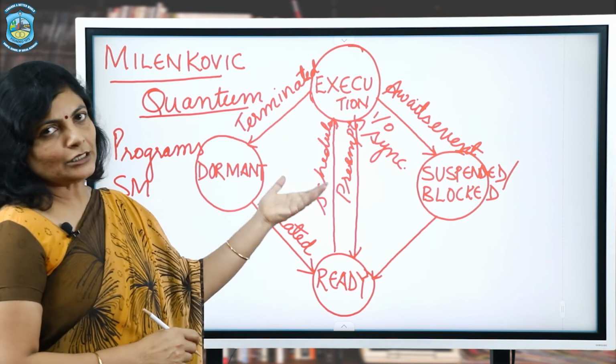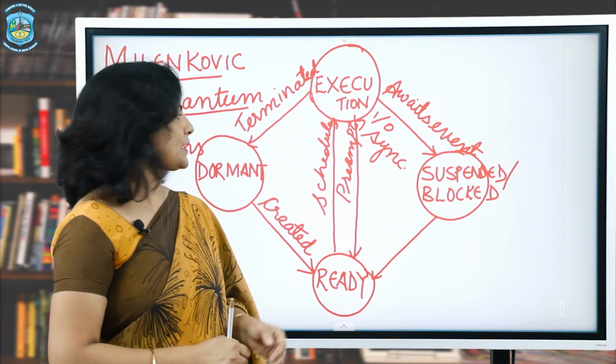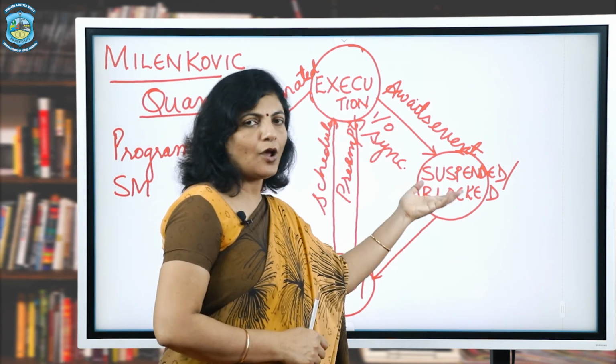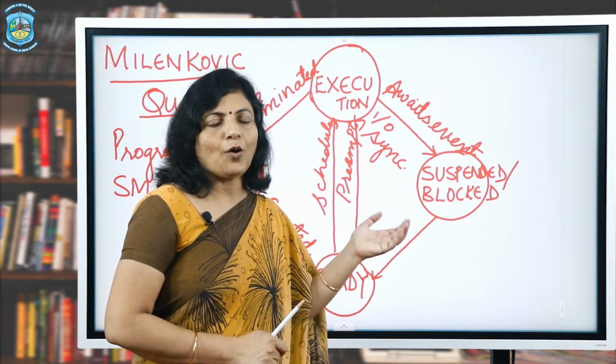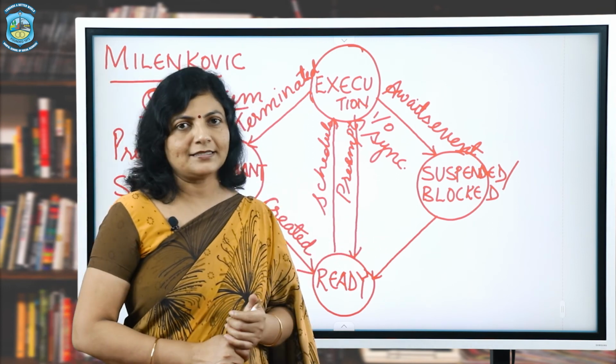So, these are the 4 states of processes: dormant, ready, execution, suspended, or we can also say blocked state. I hope now it is very clear about the process state transition.